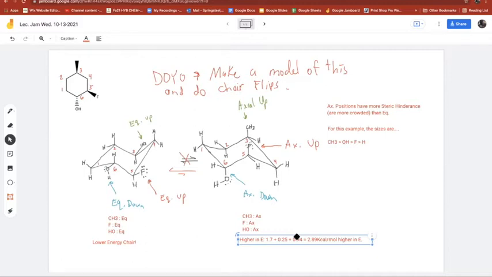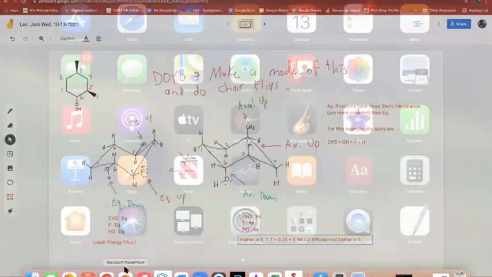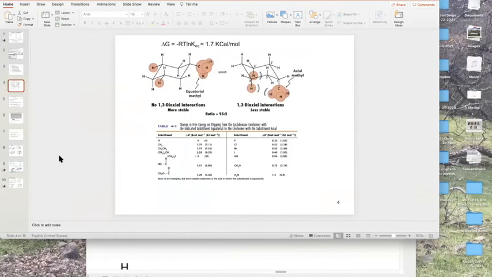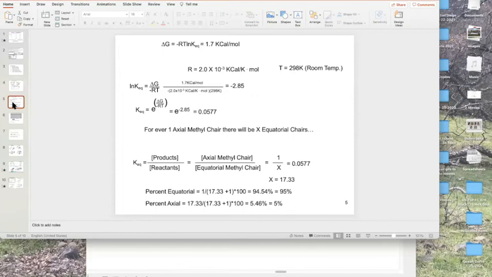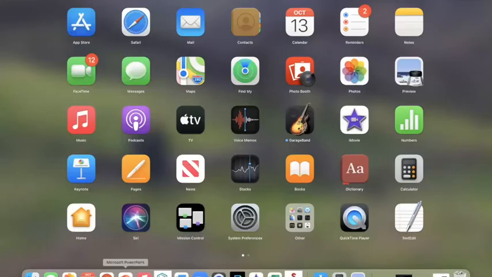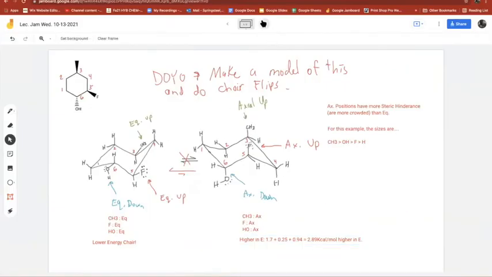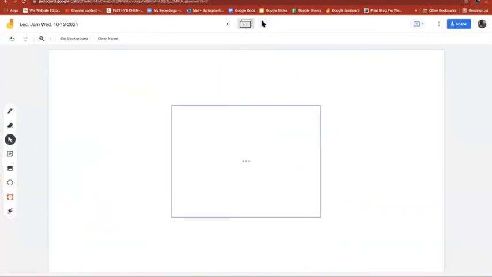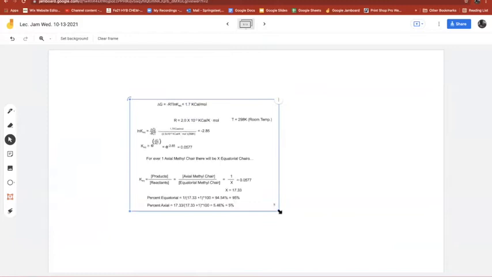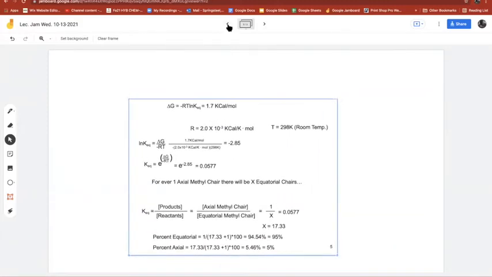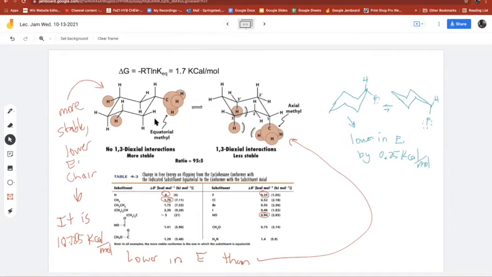So I have another one in my notes here that I'll go over. Oh yeah, I like this one. This calculation is for this guy here.